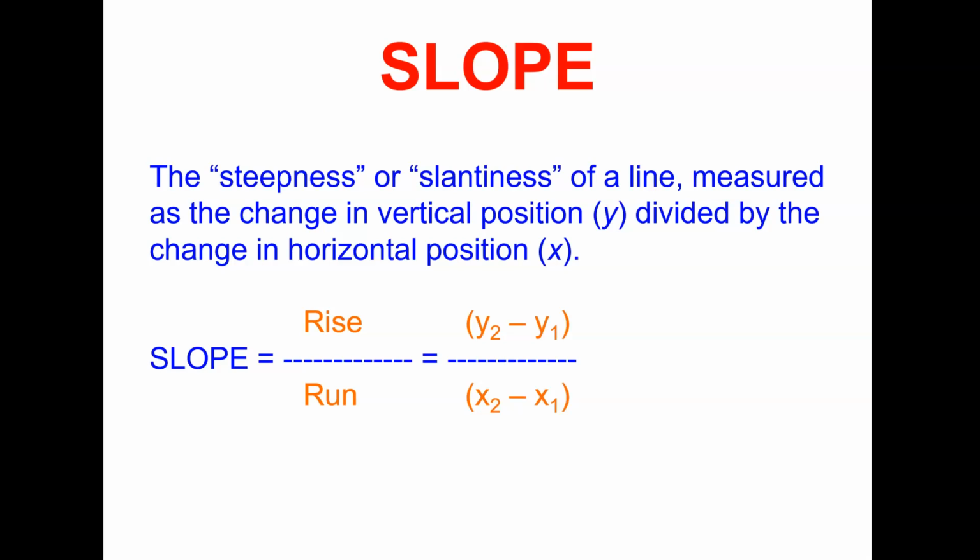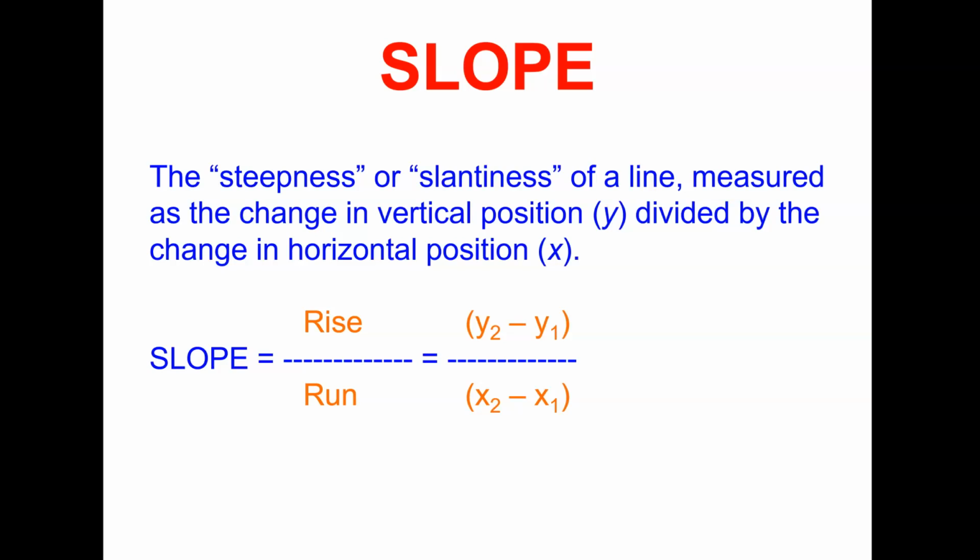This measurement is referred to as slope mathematically, and it is measured as the change in vertical position, in other words, how your y changes, divided by the change in horizontal position, how your x changes. Sometimes this is referred to as rise over run.